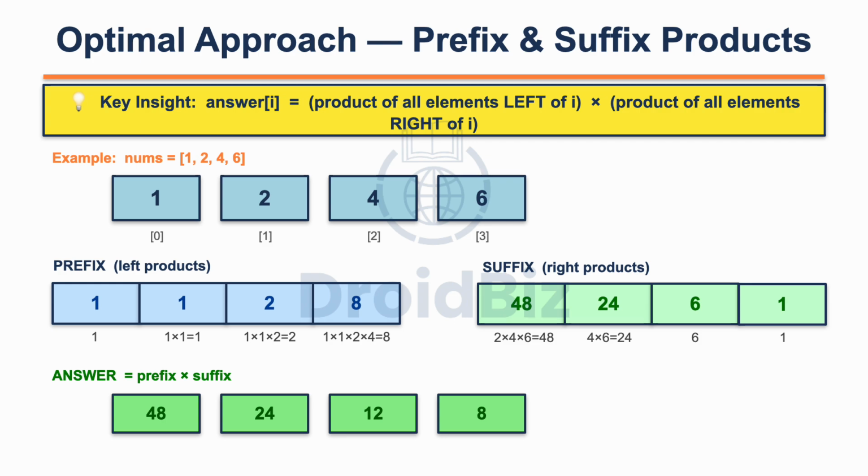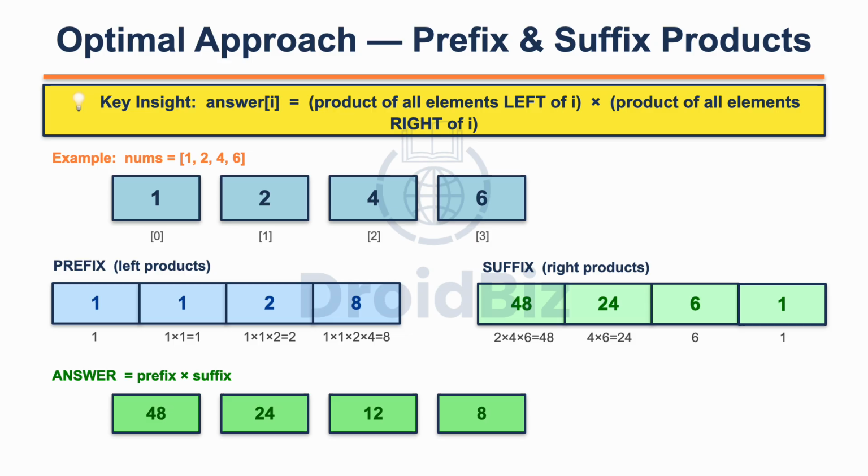Let's see this with our example array: 1, 2, 4, 6. First, we compute prefix products. The prefix at index i is the product of everything to the left of i. At index 0, there's nothing to the left, so prefix is 1. At index 1, only nums at 0 is to the left, so prefix is 1. At index 2, nums at 0 and 1 are to the left, so prefix is 1 times 2 equals 2. At index 3, nums at 0, 1, and 2 are to the left, so prefix is 1 times 2 times 4 equals 8. So our prefix array is 1, 1, 2, 8.